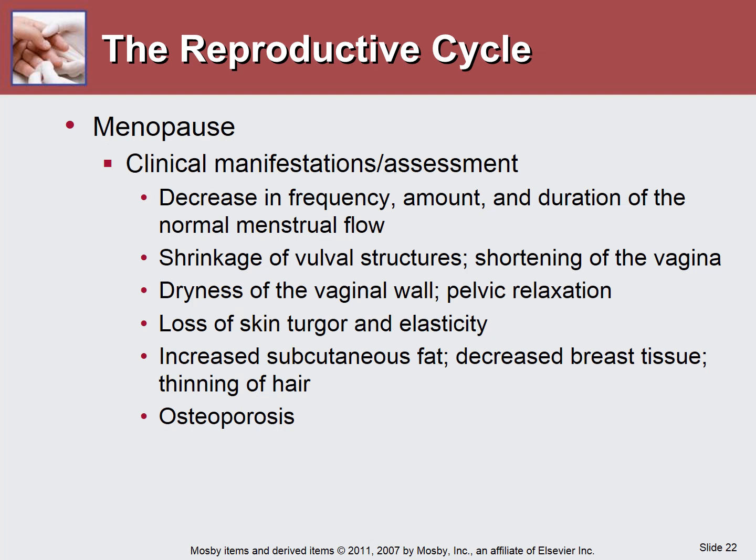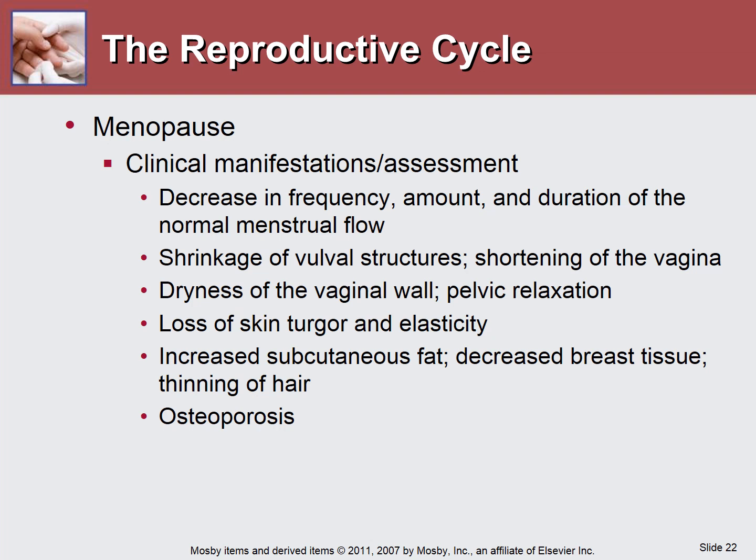Next slide. What are the clinical manifestations? There's a decrease in the frequency, amount, and duration of the normal flow, shrinkage in the vulvar structure, shortening of the vagina, and dryness of the vaginal wall. So we have to keep this in mind. Also loss of skin turgor and elasticity, increased subcutaneous fat, decreased breast tissue, and osteoporosis. They are at risk right now.